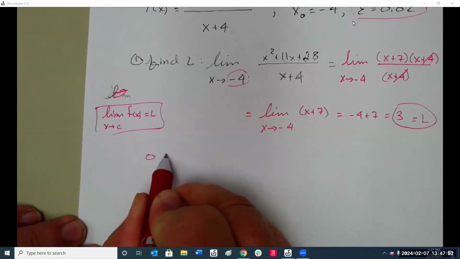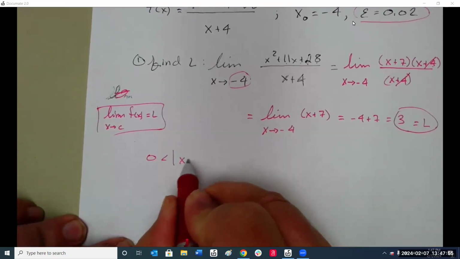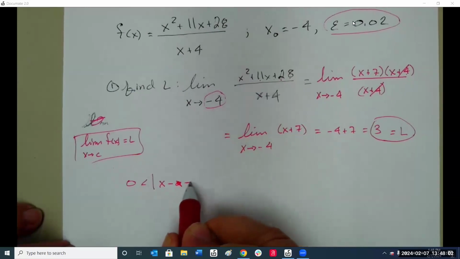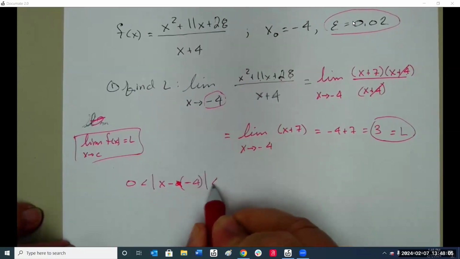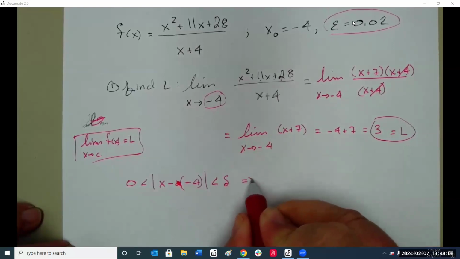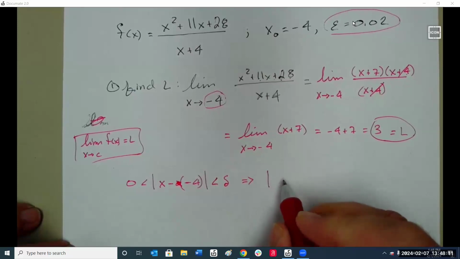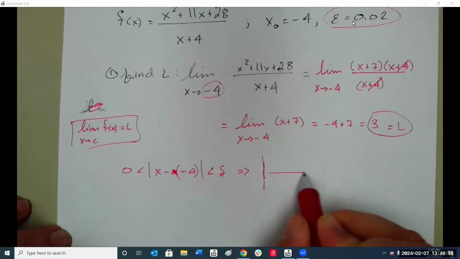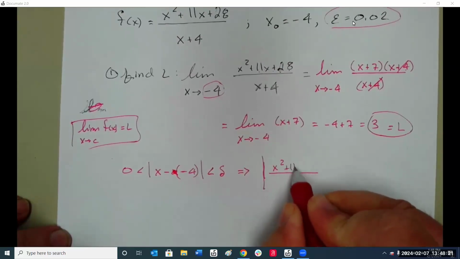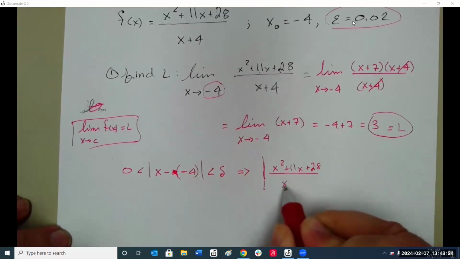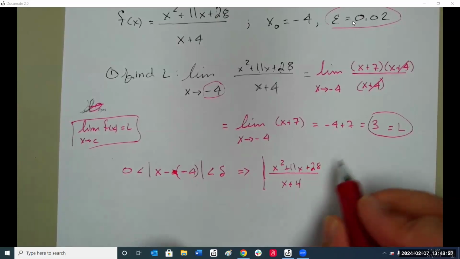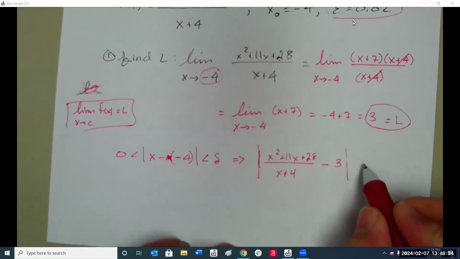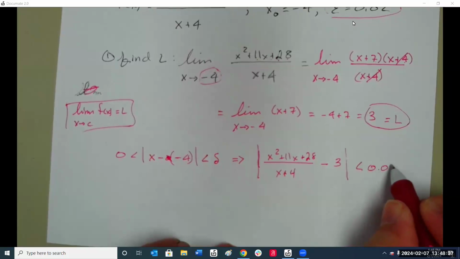We have 0 is less than the absolute value of x minus x sub 0, and x sub 0 is -4, is less than delta, which implies that the absolute value of f of x, our f of x is this huge function, (x squared plus 11x plus 28) over (x plus 4), minus L, L is 3, is less than epsilon, which is 0.02.